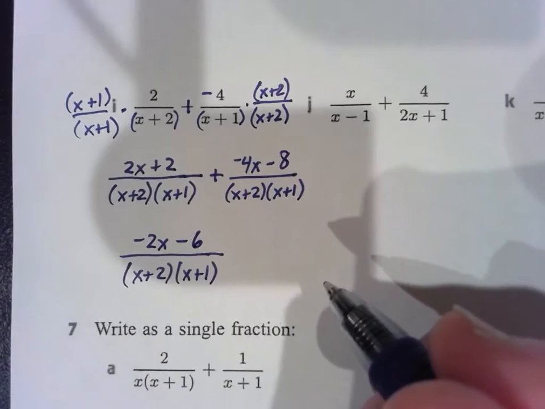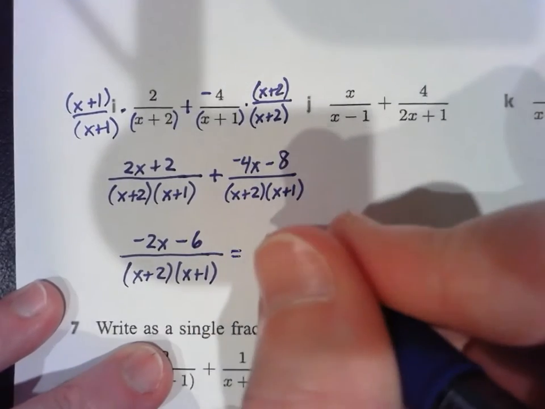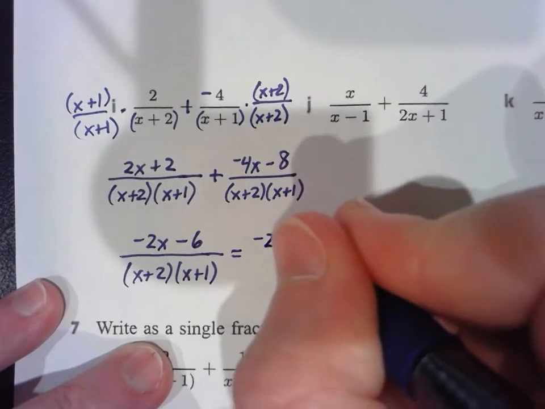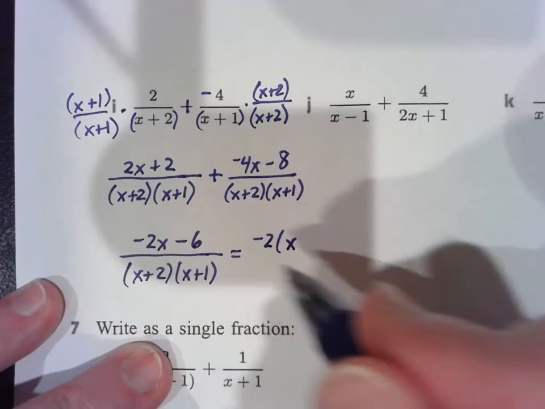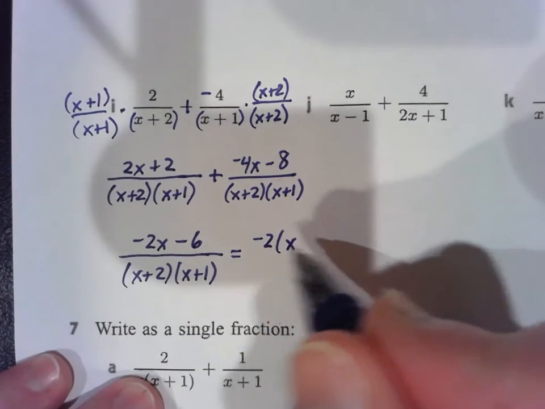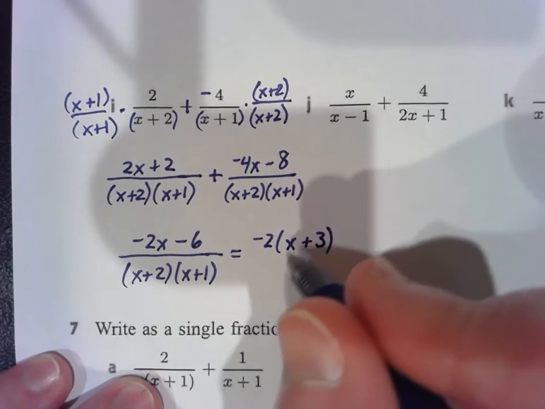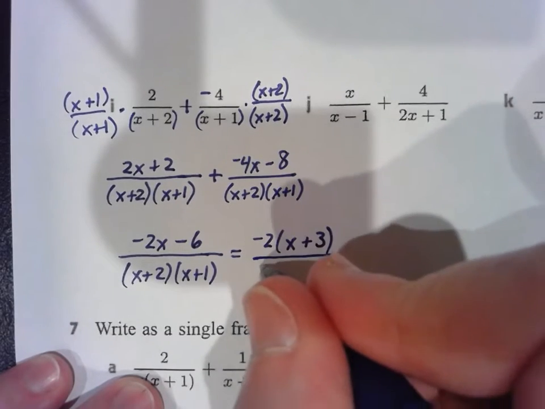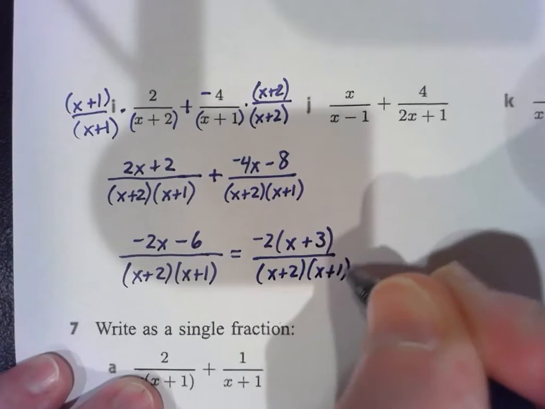I see there's a common factor in the numerator, so I'm going to try to factor that out. Take out a negative 2. Negative 2 times x is negative 2x. Negative 2 times 3 is negative 6. And so I end up with x plus 2 and x plus 1 as the denominator.